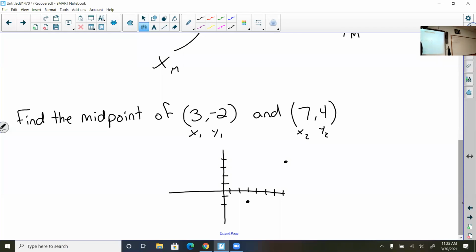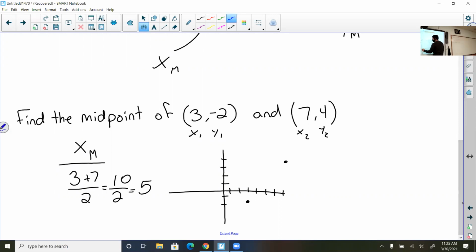So first, let's find that x value. The midpoint of the x value will be adding my x values together and dividing by 2. The first x value is 3, the second x value is 7. 3 plus 7 is 10, divided by 2. So the midpoint between these two points is going to have an x value over here at 5. But what is its y value?